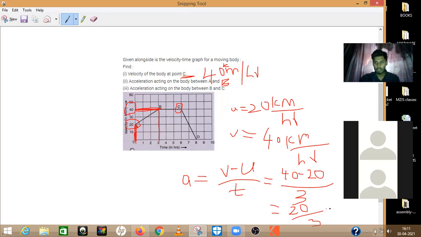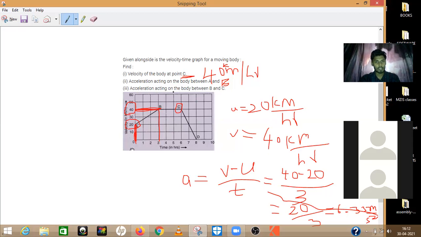How much is 20 divided by 3? 6.33, sir. Meter per second square is the acceleration. Calculate it fast.